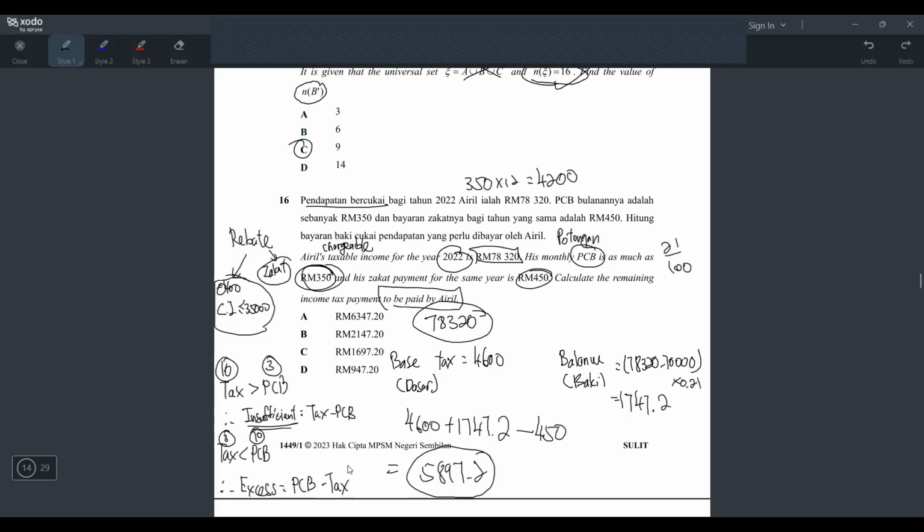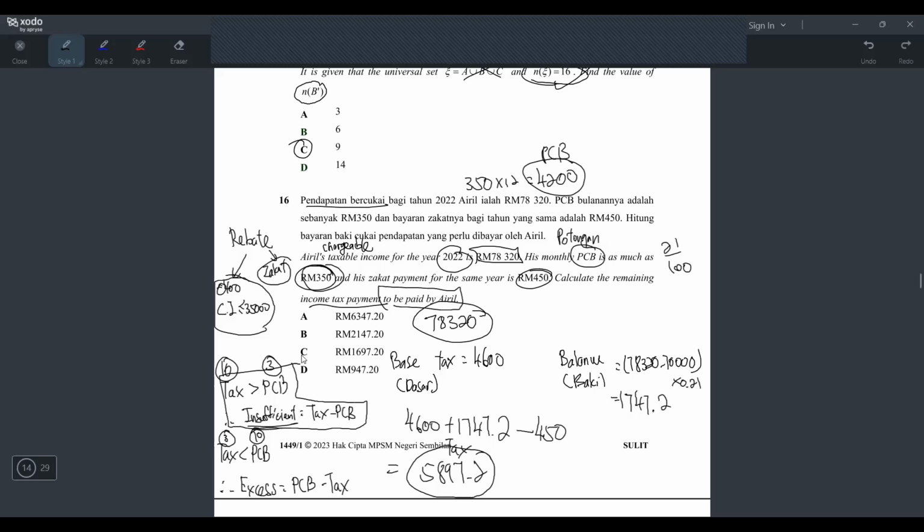This is for PCB, this one you have to memorize. Okay, so calculate the remaining income tax payment to be paid by IRL. So what do you think? 5897.2 is the tax. And then this 4200 is the PCB. So which one is higher? The tax is bigger than your PCB. It means it's this case, right?